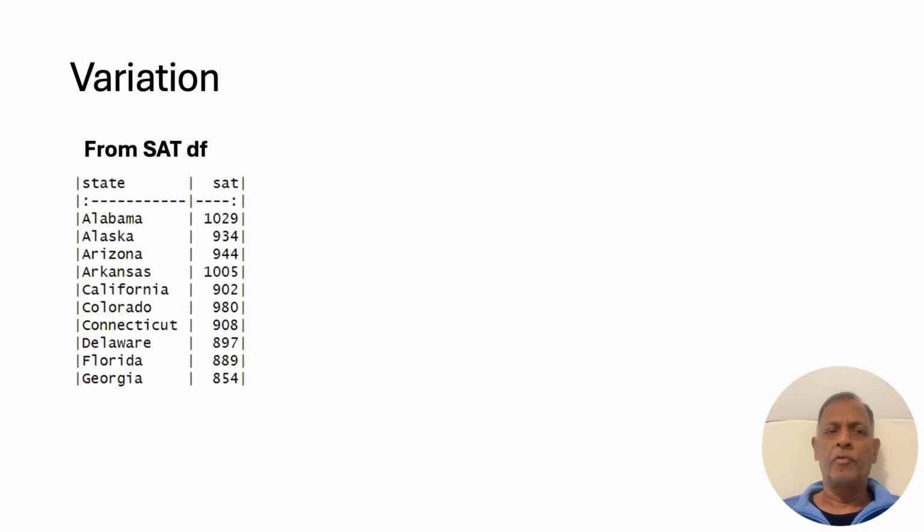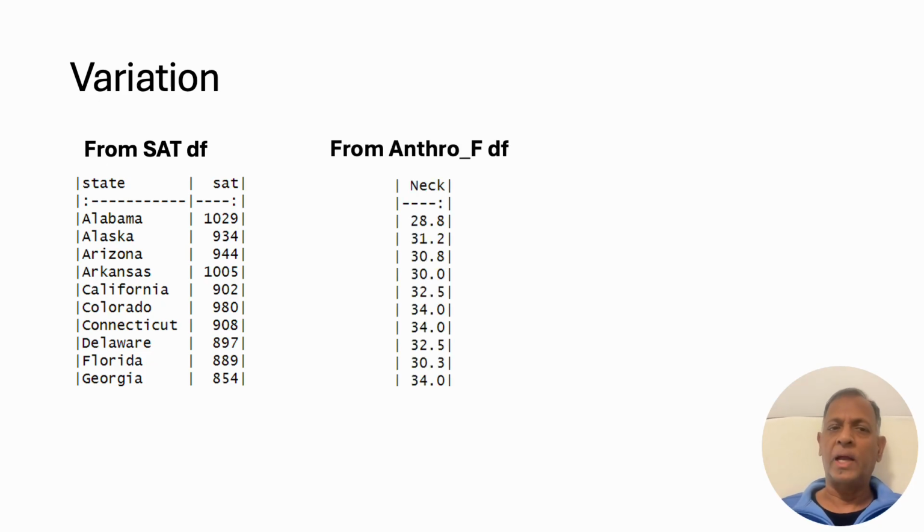For example, there is a data set called SAT, a data frame. Within that, we are looking at two columns, state and the average SAT score for that state. Clearly there is variation in the SAT score, in the sense that not all the scores are the same. Similarly, there is the Anthro F data frame with the neck measurements of various people, and of course we see variation in the neck measurements.